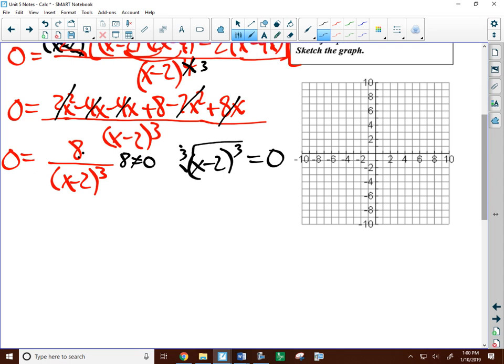Right, if I do a cube root to both sides, it'll be x minus 2 here, and the cube root of 0 is 0, and then add 2. So we can't call it a point of inflection yet. We got to check concavity.